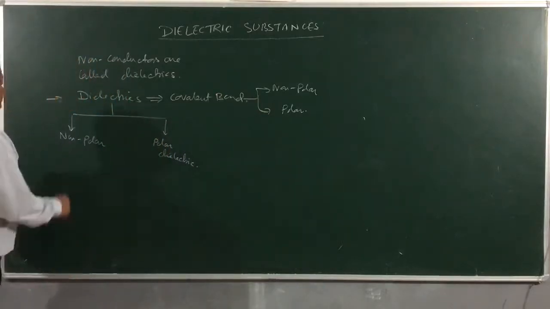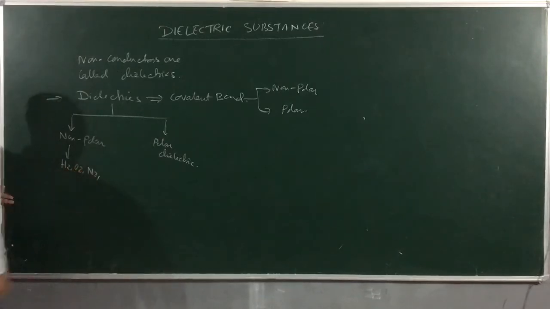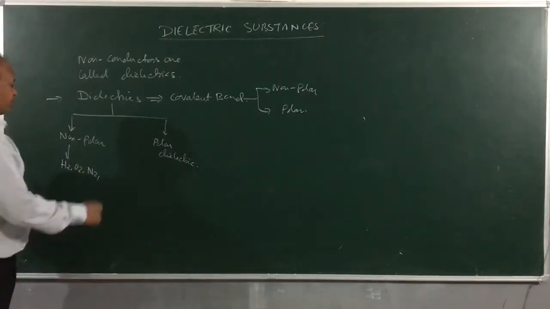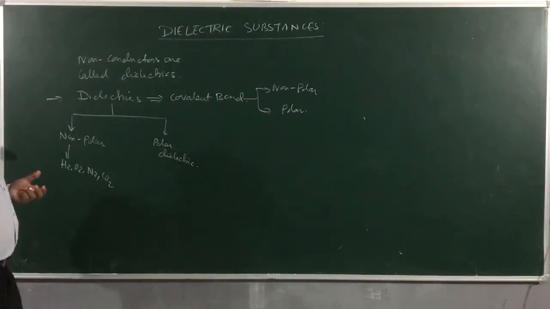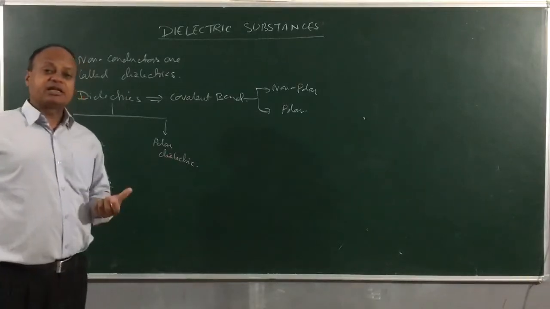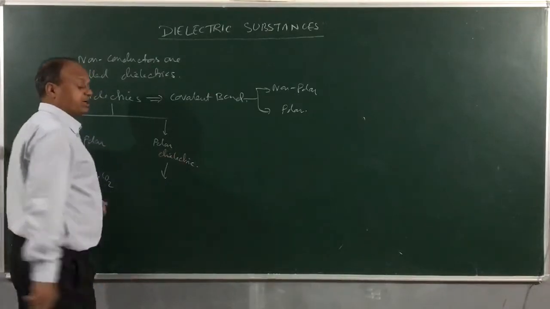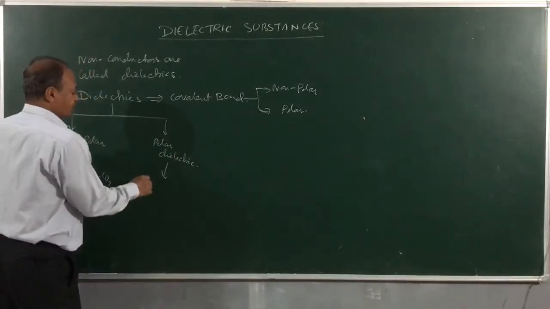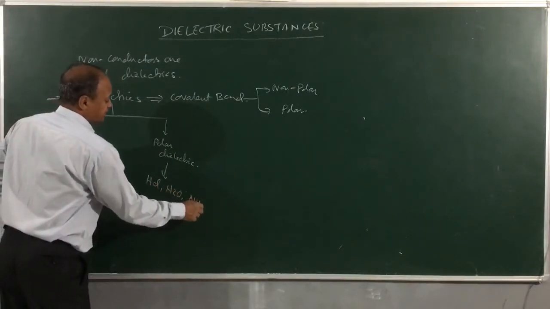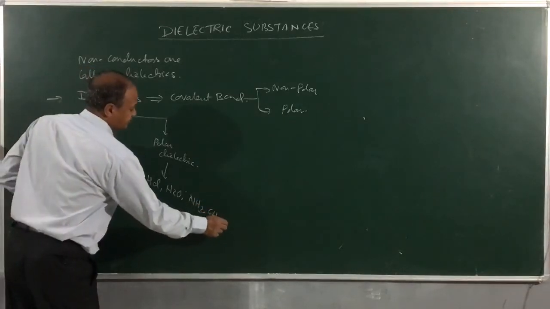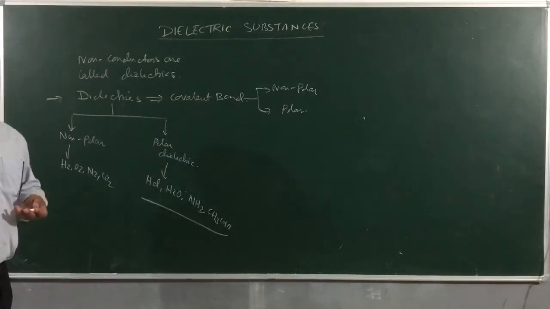For example, we have hydrogen, oxygen, nitrogen, and carbon dioxide. These are non-polar dielectrics. But we have certain dielectrics which contain polar covalent bonds and therefore they are called polar dielectrics. For example, we have HCl, water, ammonia, acetic acid. They all contain polar covalent bonds and therefore they are called polar dielectrics.